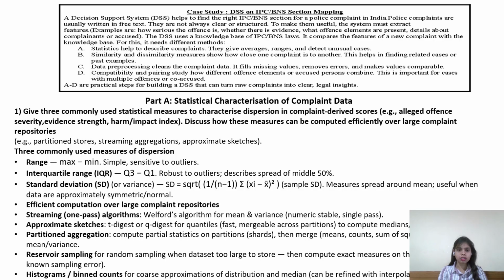Parallel aggregation: compute partial statistics on partitions, then merge. Reservoir sampling for random sampling when the data set is too large to store, then compute exact measures on the sample, with a known sampling error. Histograms for counts approximate the distribution and median.